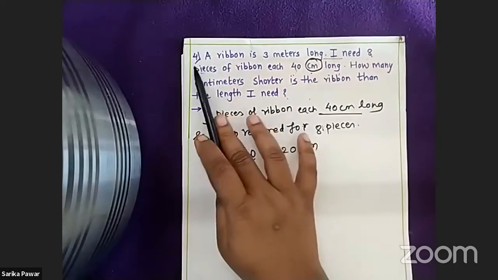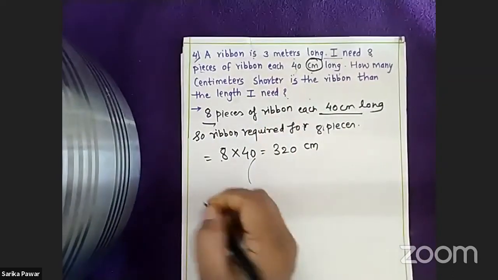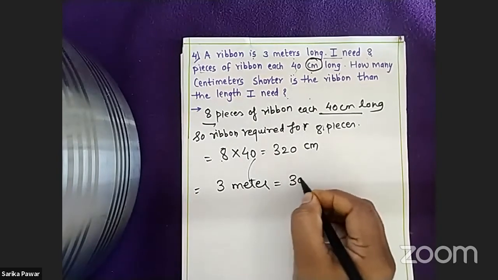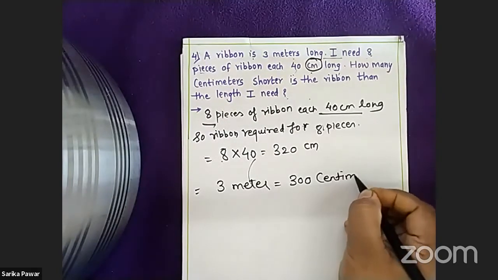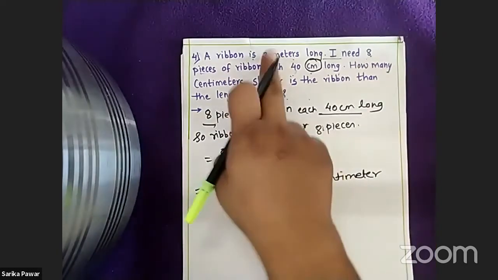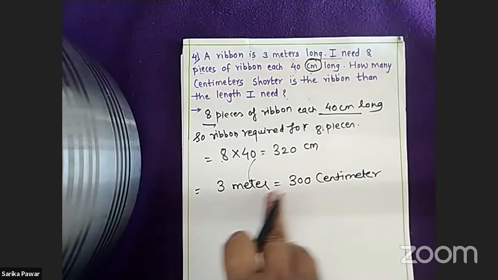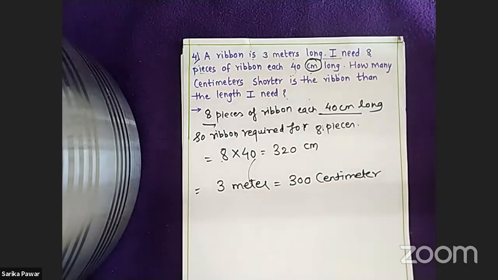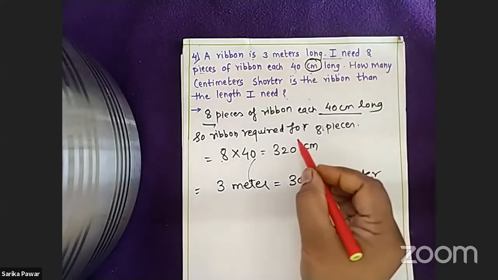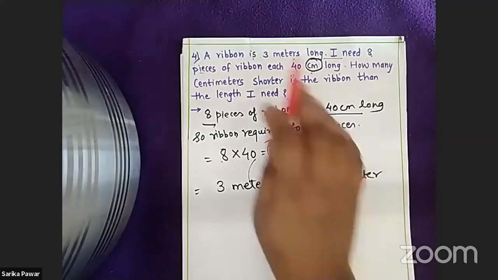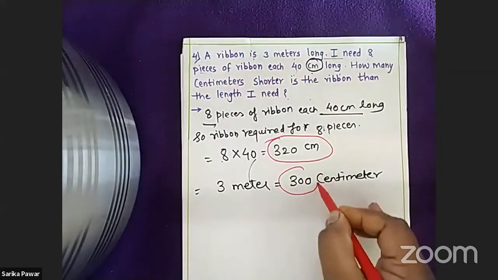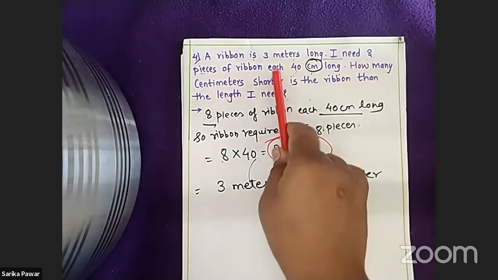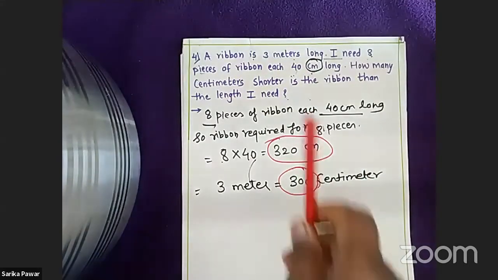But what question is given? A ribbon is 3 meter long. Ribbon is 3 meter long. 3 meter means 300 centimeter. In question, ribbon is given 3 meter. 3 meter means 300 centimeter. Now, we required ribbon 320. We required 320, but the ribbon given is 300 centimeter, that is 3 meter.